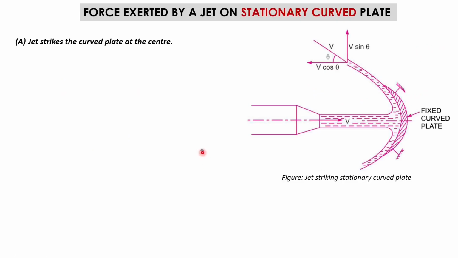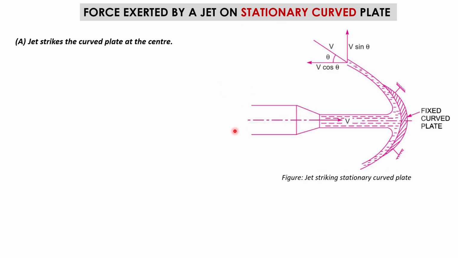So today we'll be discussing the third case, when the force is exerted by a jet on stationary curved plates. In the previous two classes, we have already discussed what will happen when the force is exerted by a jet on a vertical flat plate, and when the plate is inclined to the jet at a certain angle.